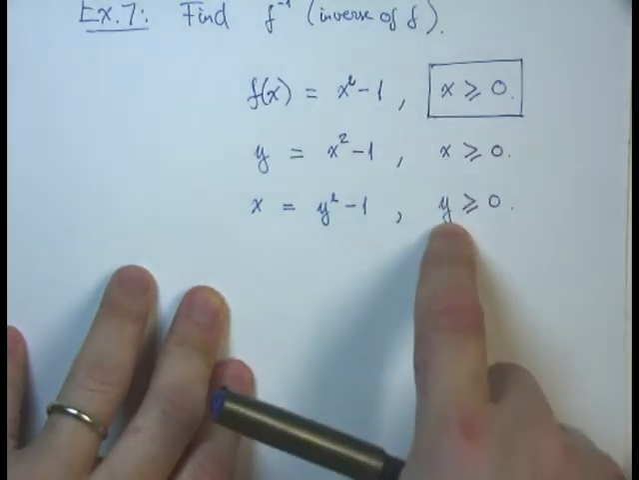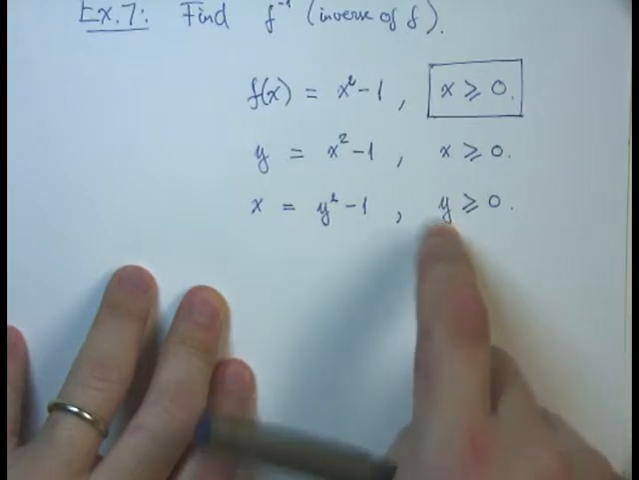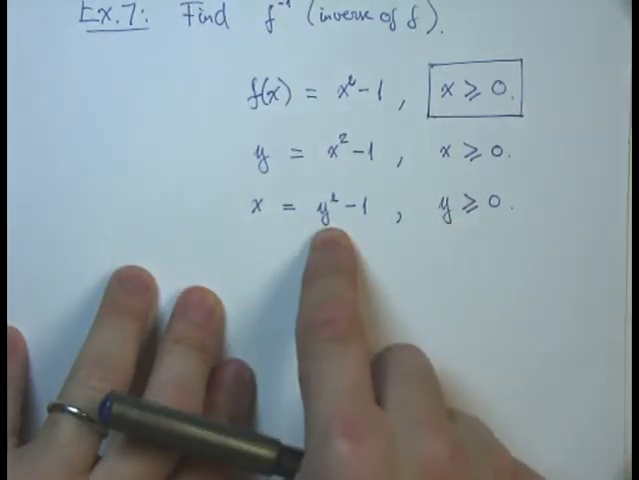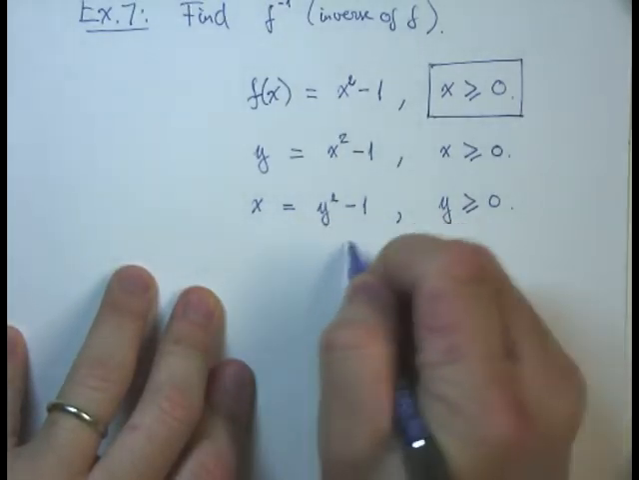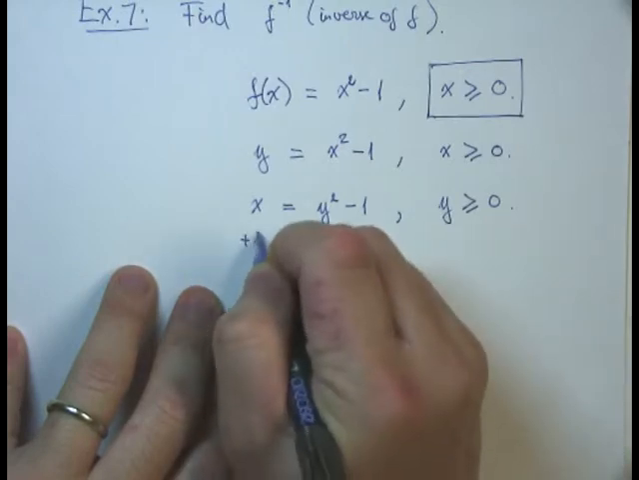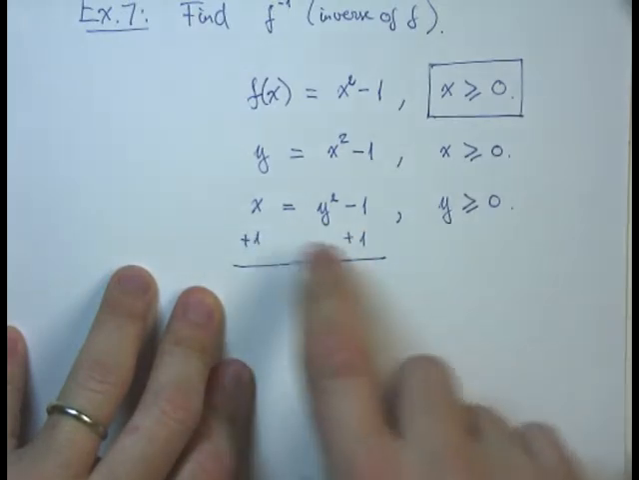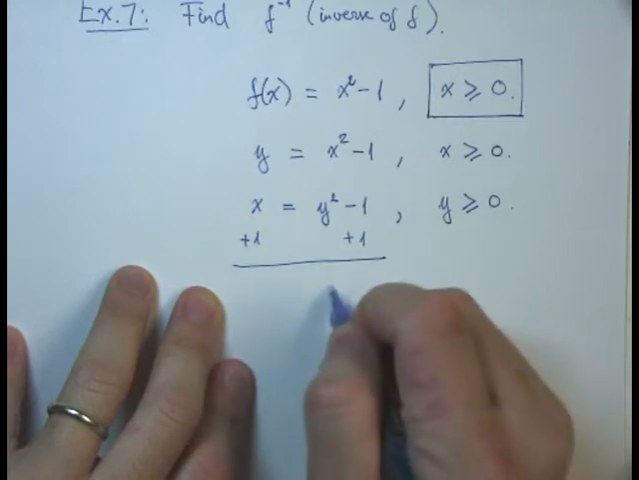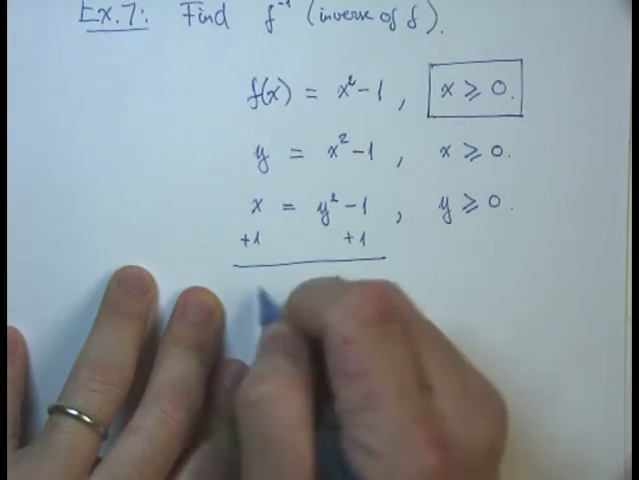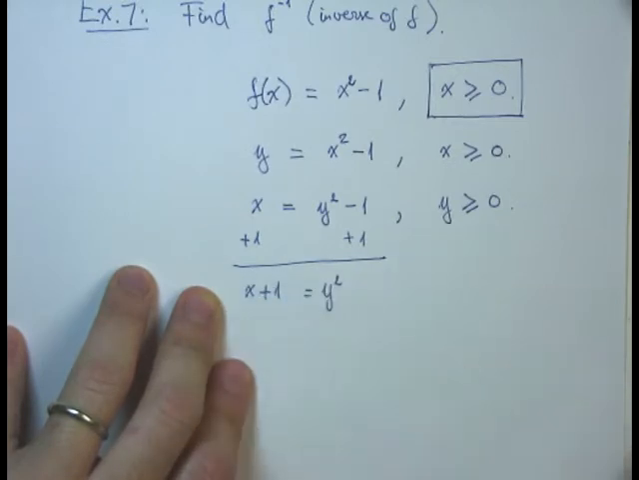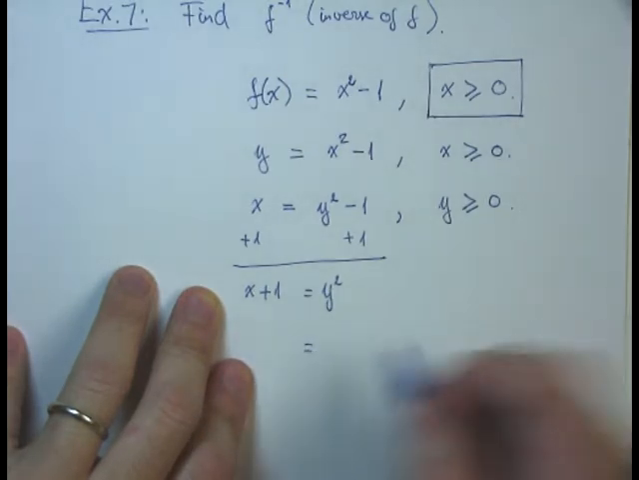So now the x has to be changed to the y. And now the next step is to solve for y. So solving for y, and you should have known how to do this by now. Adding 1 to both sides, and that gives me y squared equals x plus 1. And the next step here is to take the square root.